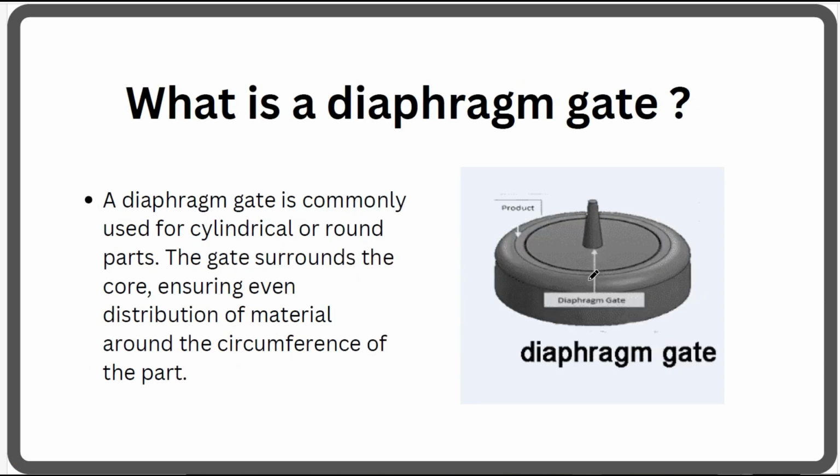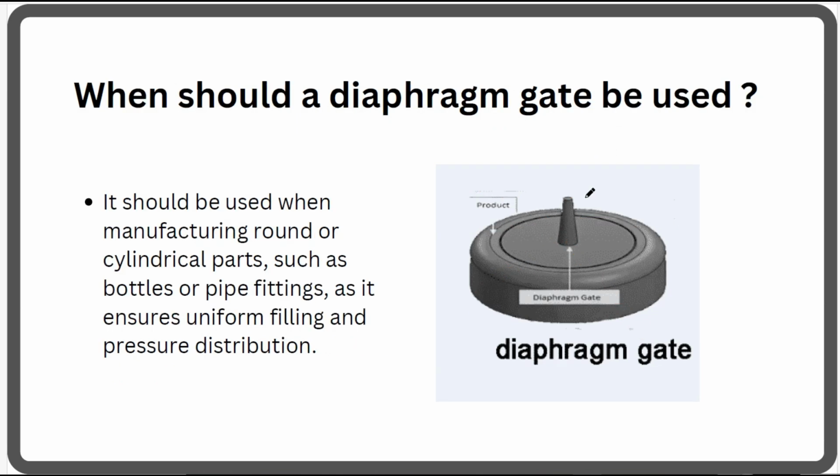So what is a diaphragm gate? You can see this is a diaphragm gate. The diaphragm gate is commonly used for cylindrical and round parts. Here the gate surrounds the core and ensures the distribution of material around the circumference. It will distribute the material from all directions like this, so it is used for cylindrical and round parts.